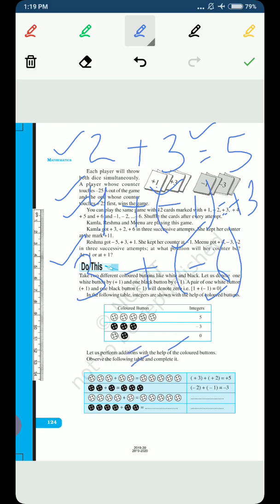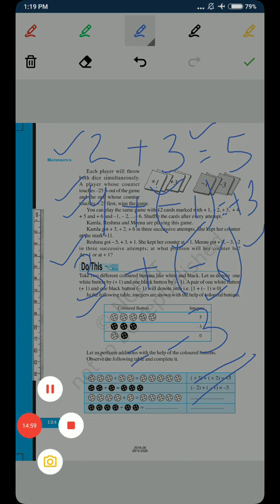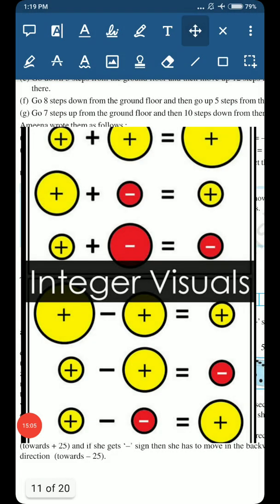So 3 minus 6 will be minus 3, because whenever we have a positive integer and a negative integer and we are adding them, we always write the symbol of the bigger number with the answer. That's why the answer is minus 3. So I hope these three cases are clear. Now let's see another case.